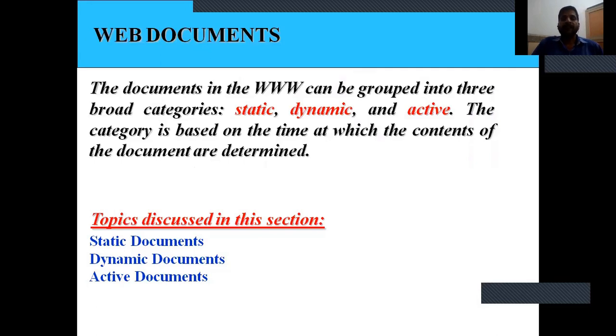Some documents are used, and those documents are known as web documents. The documents in the World Wide Web can be grouped into 3 broad categories: static, dynamic, and active. These 3 types of web documents are used in WWW. The category is based on the time at which the content of the document is determined. So first we discuss the meaning of a static document, a dynamic document, and an active document.